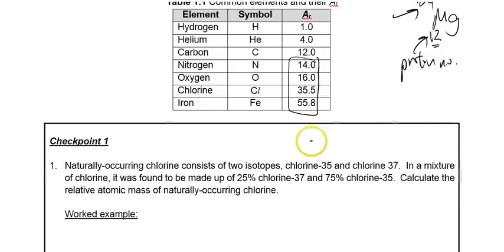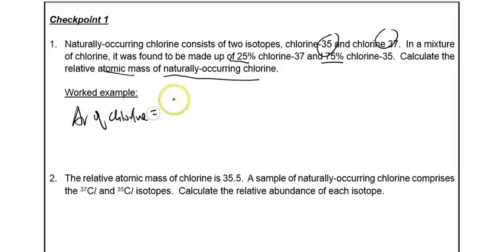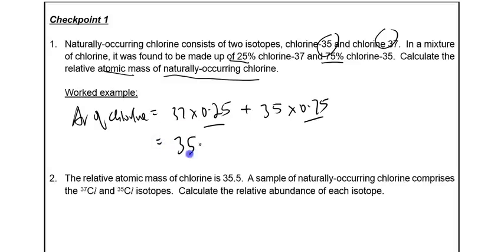So let's take a look at checkpoint 1 here. I have chlorine 35 and chlorine 37, and it tells me that 25% is chlorine 37 and 75% is chlorine 35. So these two isotopes make up chlorine naturally. So let's work out what is the relative atomic mass of naturally occurring chlorine with 25% of chlorine 37 and 75% of chlorine 35. So this is a simple proportion calculation. AR of chlorine would simply be 37 times 0.25, so this is 25%, plus 35 times 0.75, this is 75%, and it will give me 35.5.